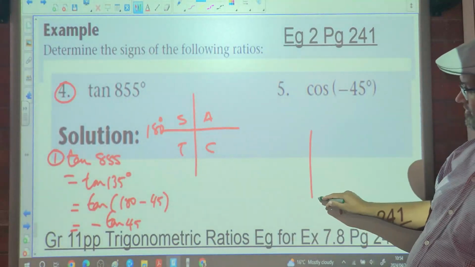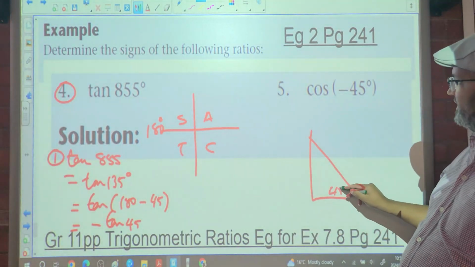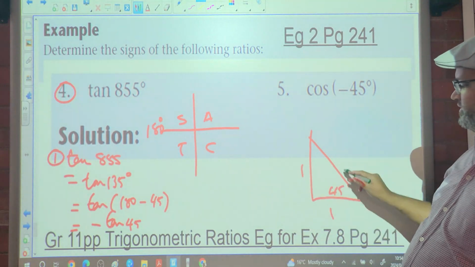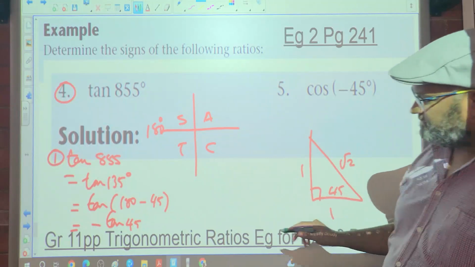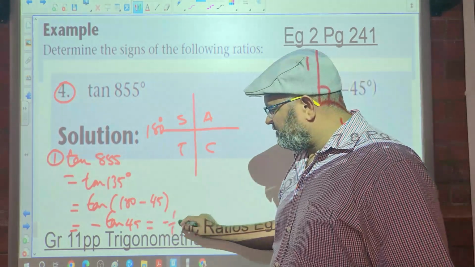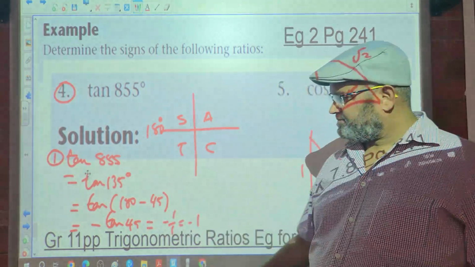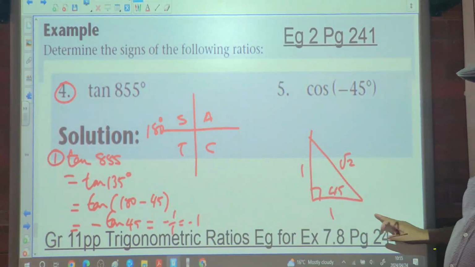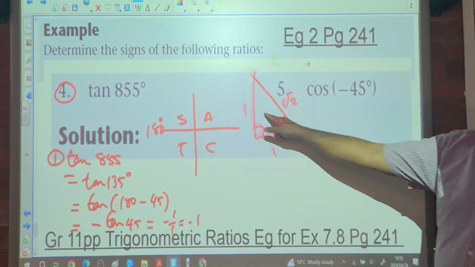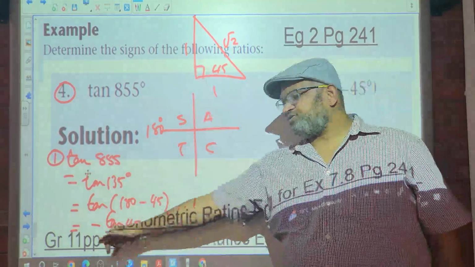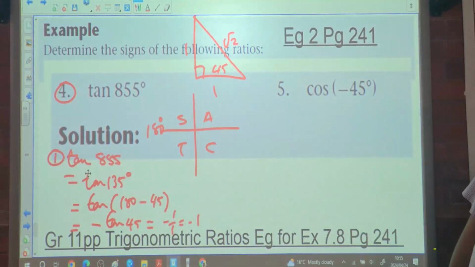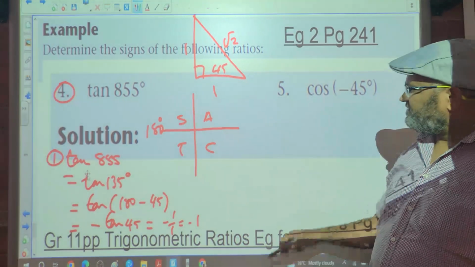Special angle. So the 45 degree triangle. So it's 1, 1, root 2. The tan is opposite over adjacent. So it's negative 1 over 1, which is negative. You all agree with that? And they just wanted to know the sign, so the sign is negative. The last one, number 5.